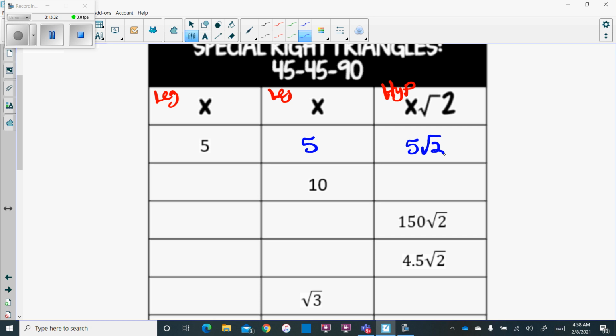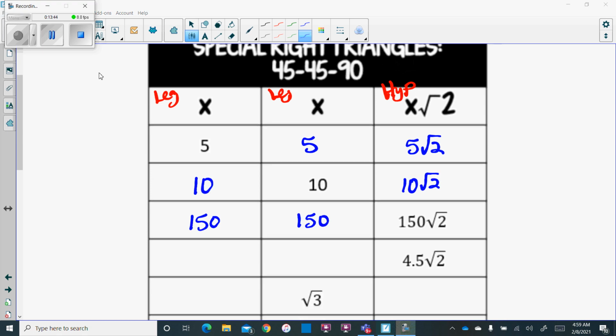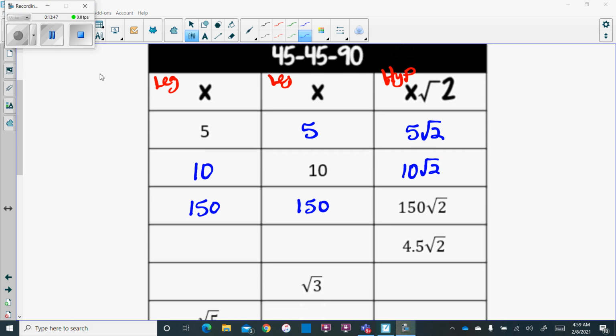So what I want you to do is see if you can fill in the table, okay? I'm going to give you, let's just do the first 4 rows, okay? I'm going to pause, give you some time, and then come back and let you check. Okay, so hopefully we start off 10, 10, 10 root 2.